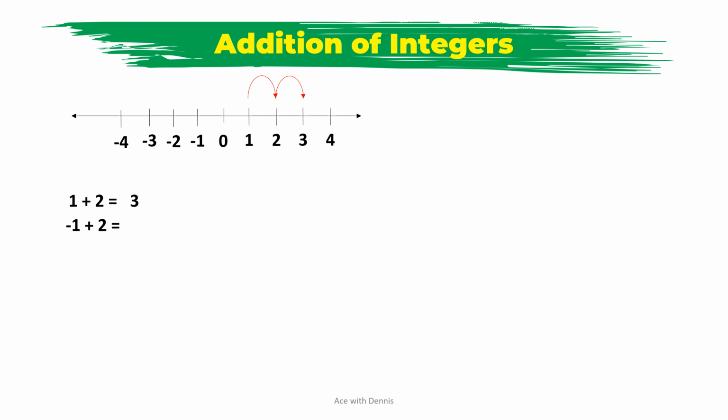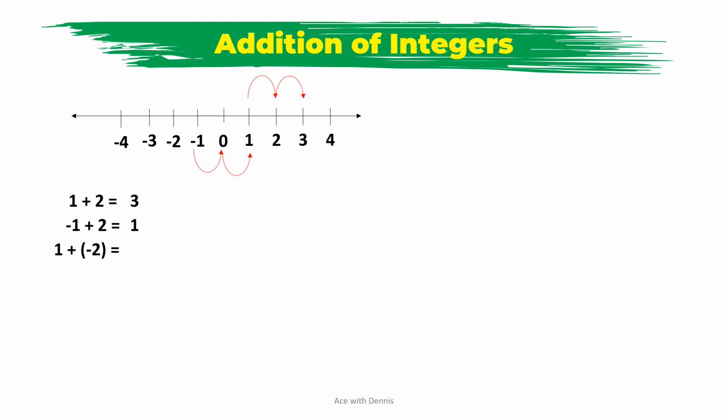Similarly, negative 1 plus 2, we start at negative 1 and we move 2 units to the right. So negative 1, 1 unit and 2 units. It lands at 1. So the answer for negative 1 plus 2 equals 1.